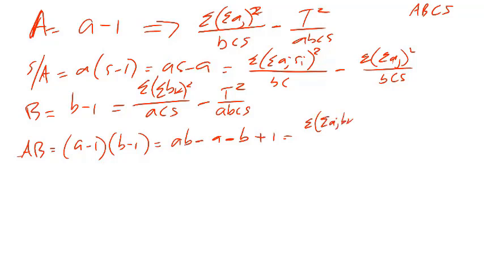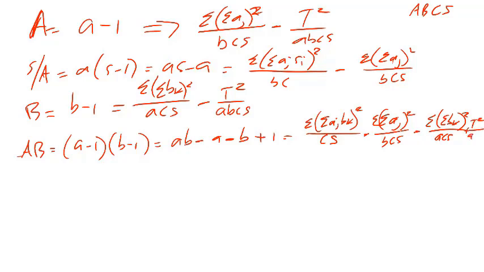A_j B_k squared over C, S, CS, minus the sum of A_j squared over BCS, minus the sum of B_k squared over ACS, plus the T squared over ABCS. Right? So far so good? Having fun? Yeah.